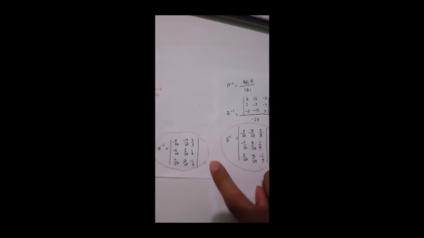So, compare lang natin siya with what we have solved kanina sa adjoint method. Okay, so, ito yung nakuha natin sa adjoint kanina. So, tama. Tama siya. Okay, so, pareho sila. So, meaning, tama ang ating answer. So, once again, that is AI method.